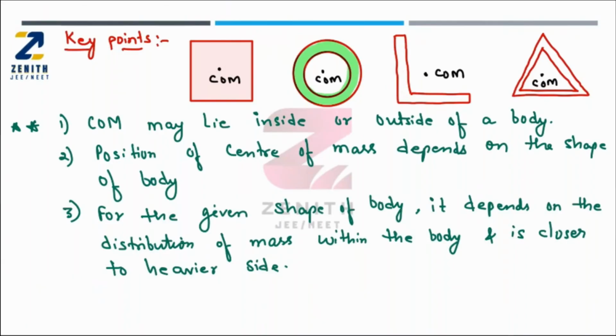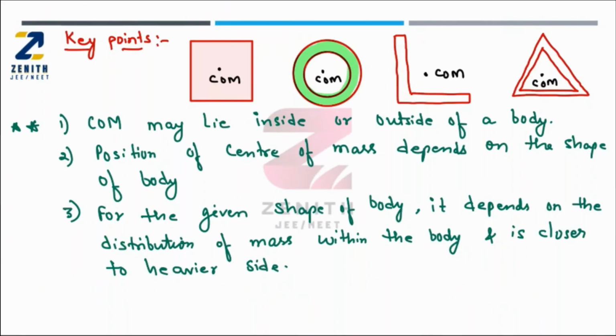If the mass, for example, let us suppose this will be the shape. If more mass is here, the center of mass will not be exactly at the center. It is closest to the heavier mass. This is the meaning of the third point.